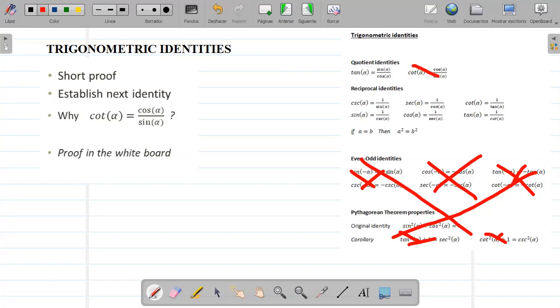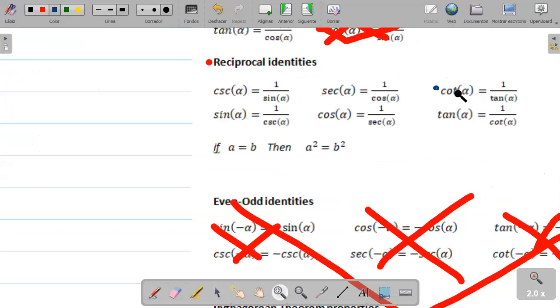Something else we cannot use: we're not allowed to use the same property to conclude the property. So all that we can use are the quotient identities, except the one we're proving, and the reciprocal identities. So why is cotangent of alpha equal to cosine over sine? Everything starts based on cotangent, okay? The only thing we know about cotangent, if you see here, there's no other cotangent in all those formulas, just in here. If you cannot see it, I'm going to zoom a little bit. There it is. Cotangent is 1 over tangent.